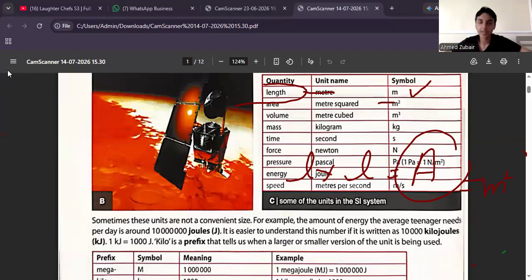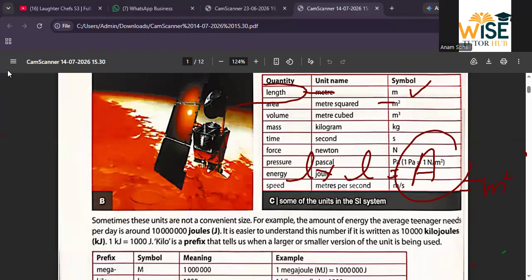In your book, when we talk about the federal board, there is a proper division that there are base units and there are derived units. In your book there is no division, so we will not touch that. Otherwise, you will get confused.